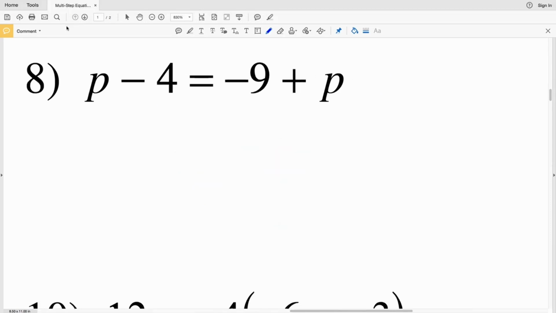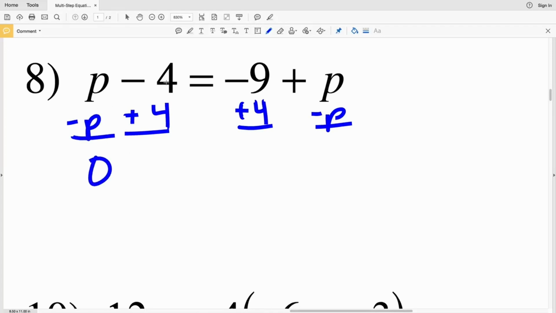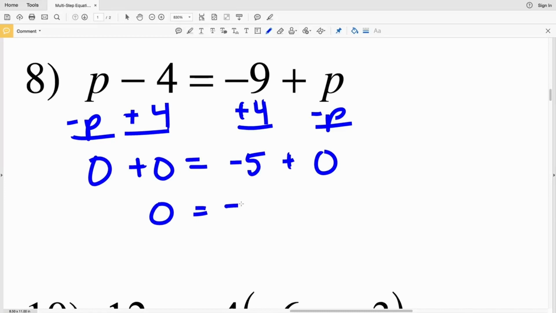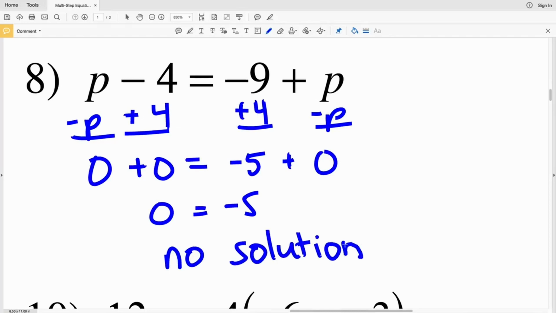Continuing on with the multi-step equation worksheet, number 8. We have p minus 4 equal to negative 9 plus p. I'm going to add a 4 to both sides, and I'm going to take away a p from both sides. P minus p is 0. Negative 4 plus 4 is 0. Negative 9 plus 4 is a negative 5. P minus p is 0. So we have 0 equal to negative 5. We know that that's not possible, so for number 8, we have no solution.